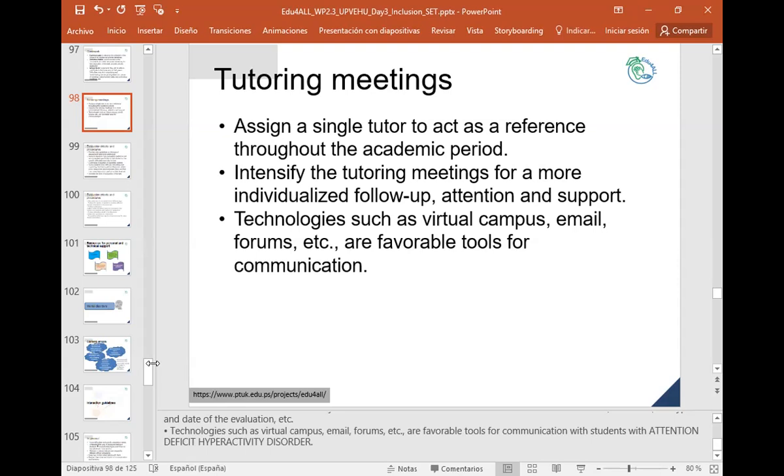It is very important to maintain fluid communication and make sure that they retain the information of the tasks and activities to be carried out, deadlines, the type and date of the evaluation, etc. Technologies such as virtual campus, email, forums, etc., are favorable tools for communication with students with attention deficit hyperactivity disorder.